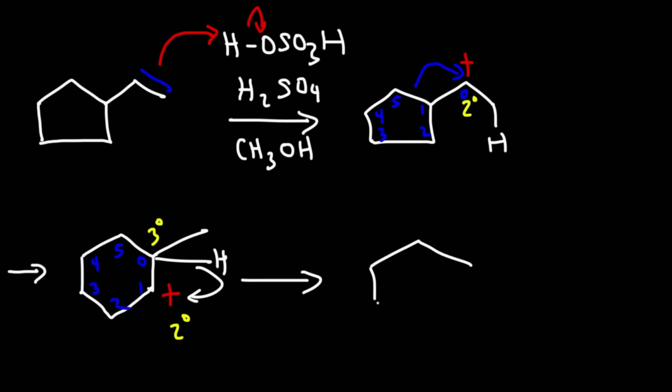So after this hydride shift, we're going to have a 6-carbon ring with a tertiary carbocation intermediate. And we really don't need to show the hydrogen here. So now the next thing that's going to happen is methanol is going to react with the carbocation intermediate. And so we're going to get an oxygen with a plus charge and 3 bonds.